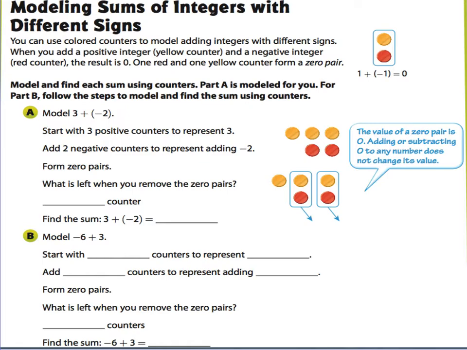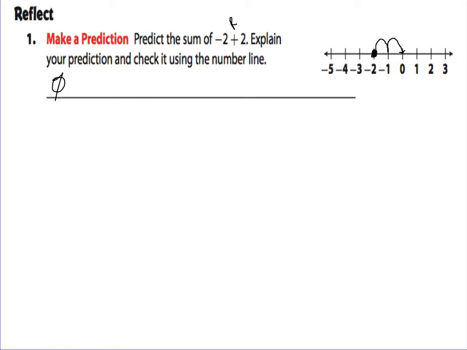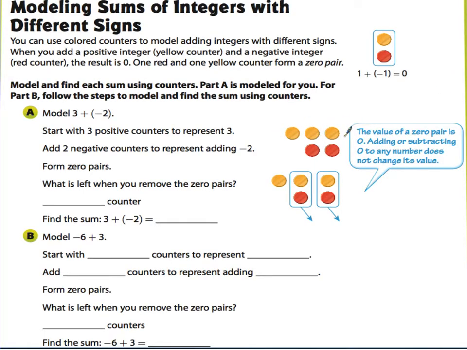All right, so now we're going to pull the counters into play here. That was using the number line, which you have to be able to plot them on. Now we're going to take a look at what happens when we use counters. So if I'm modeling 3 plus a negative 2, remember my yellows are my positives and my reds are my negatives. And each red and yellow cancel each other out. So in this case, I'm starting with positive 3 and negative 2. And these two cancel each other out. So what's left when I remove the pairs? 1 positive counter. So the sum of positive 3 and negative 2 is 1.